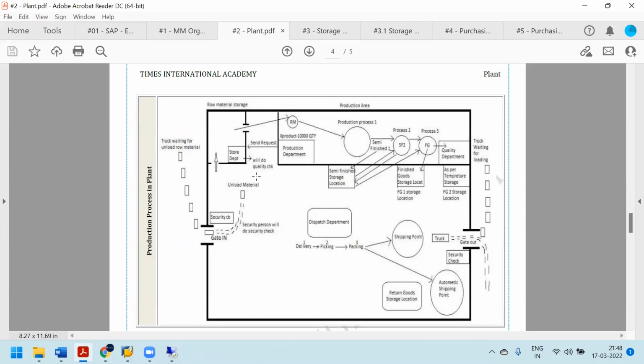So trucks come in, they are parked, unloaded, and then whatever raw materials, components, for example, what are the components or raw materials required to make cars, trucks, and buses? Anyone?